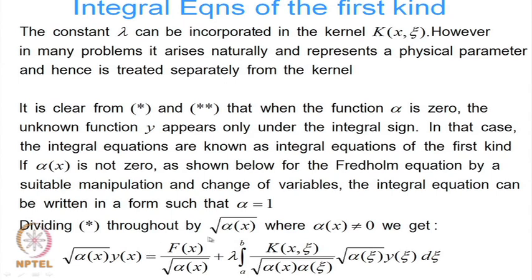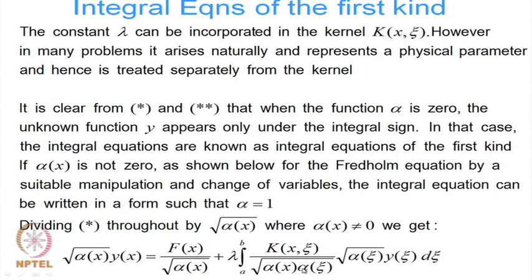So if we divide throughout by root of alpha x, what do we have? We had alpha x, and I am dividing throughout by root of alpha x. So I have root of alpha x y x is equal to f x by root of alpha x plus lambda, I am considering a Fredholm equation now, so lambda integral from a to b of k of x xi divided by root of alpha x. So that was the root of alpha x I am dividing, and then I multiply the top and bottom with root of alpha xi, right.